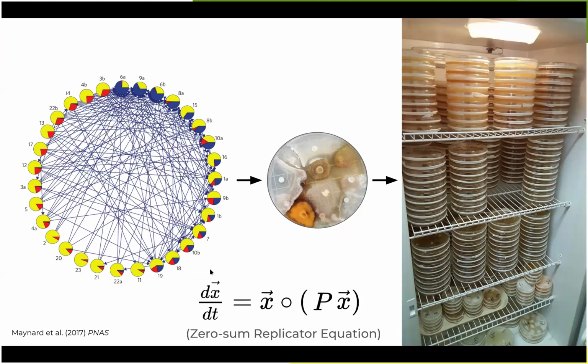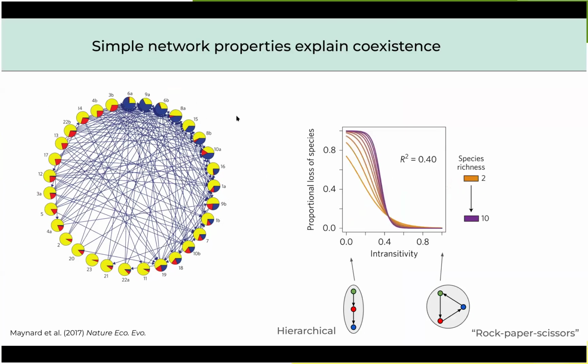We can also use basic models like the zero-sum replicator equation to generate theoretical expectations. And then we can track the dynamics of these communities over time to try to understand how these pairwise relationships scale up to multi-species competitions. And what we find is that simple network properties can explain the vast majority of coexistence. And in particular, what Colin mentioned, one of my favorite keywords, this word intransitivity, can explain almost half of what we see in these multi-species communities.